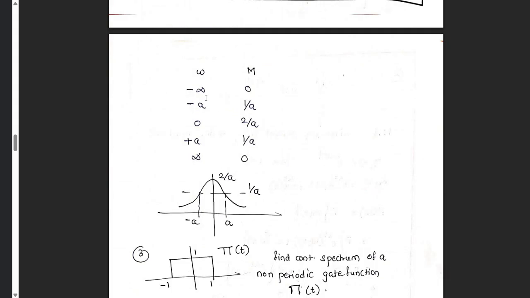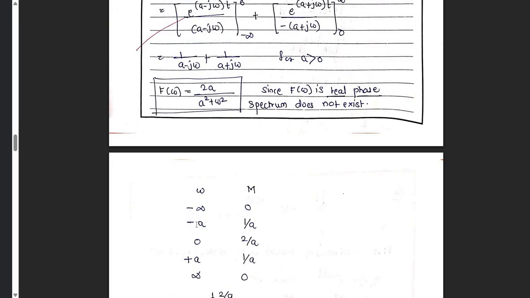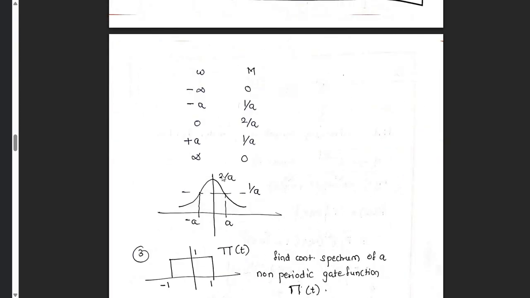For this also, for various values of omega, by substituting in this expression: when you put omega equal to minus infinity, the magnitude will be 0. When you put minus a, it gives 2a upon 2a square, one term gets cancelled, and it remains 1 by a. When you put 0, then 2a upon a square, only one a gets cancelled, giving 2 by a. Like that, for various values, 2 by a will be the peak value, and the rest of the values will look like this.